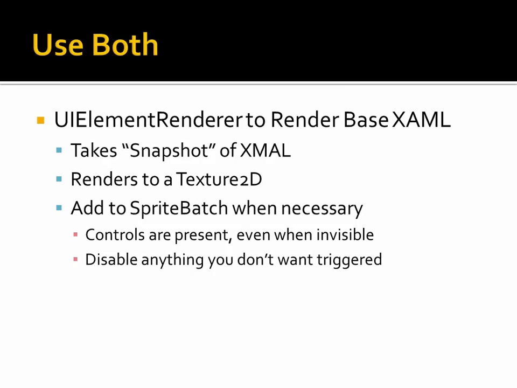What happens is that we have this Silverlight page that we go to and then it starts acting like XNA. But we still have that Silverlight page running in the background, so I can actually go into the XAML and take elements, turn them on, turn them off, move them around, do everything like I would with a standard Silverlight application. And then I call this class called the UIElementRenderer, and I say, give me a snapshot of what that XAML looks like right now. And then I have a texture that I can just render with my sprite batch.